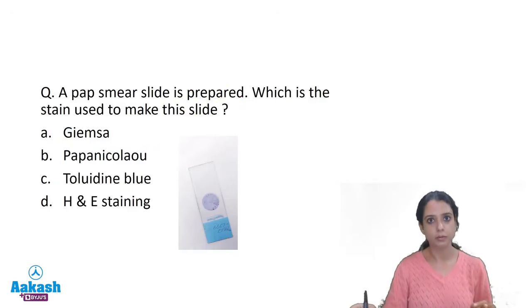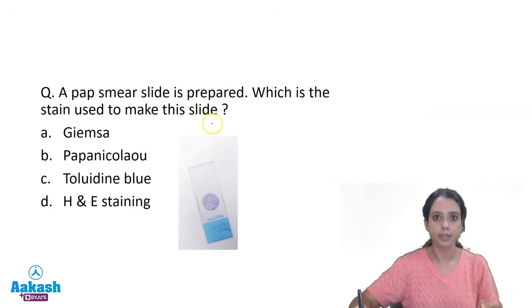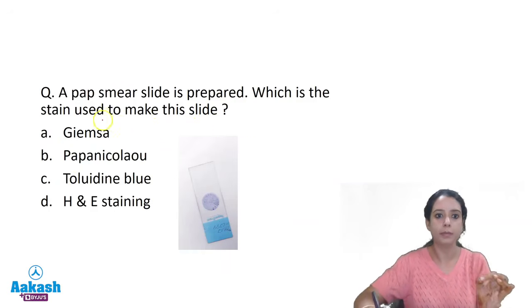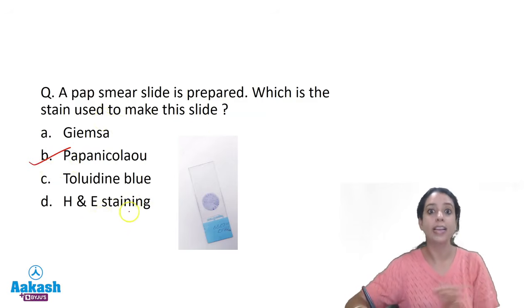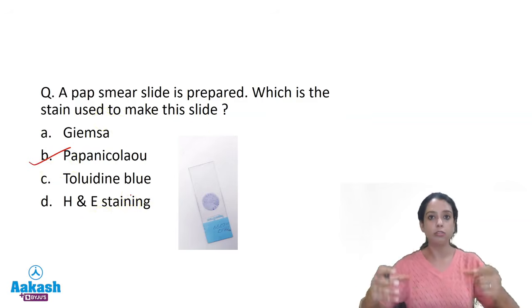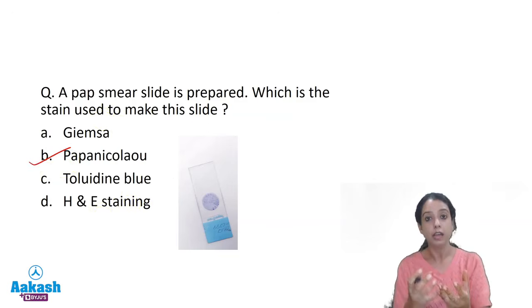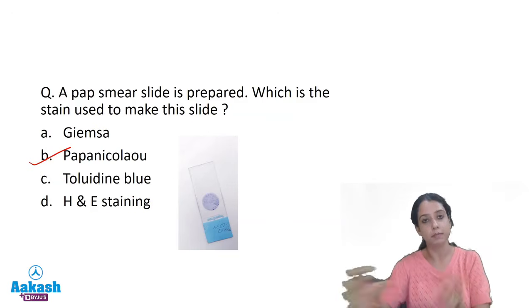Then a pap smear slide was given, I hope. And which stain is used? It is again very easy. For pap smear, you use Papanicolaou stain. Okay. Now, some people are confused, why not H&E? See, Papanicolaou stain is a polychromatic stain, which uses multiple other stains, mainly 3 types.